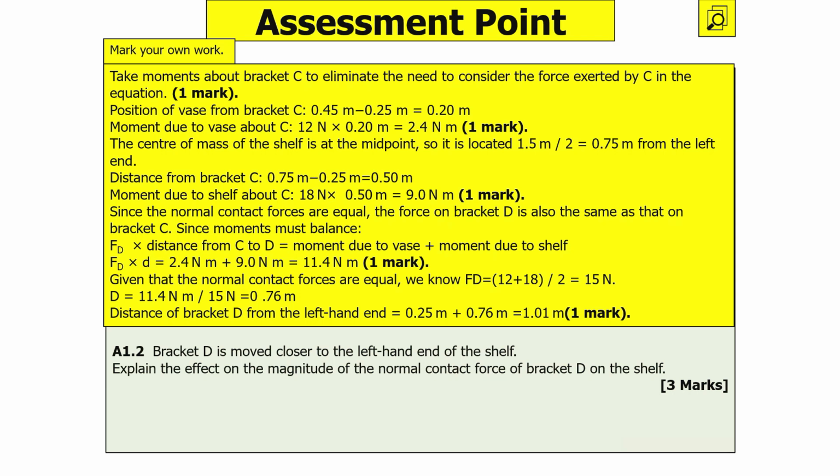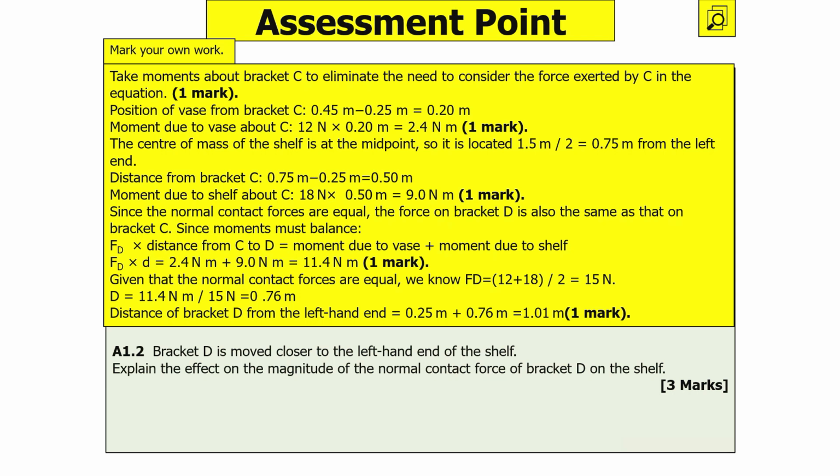Now, since the normal contact forces are equal, the force on bracket D is also the same as that on bracket C. So we know that the moments must balance. So FD times the distance from C to D is equal to the moment due to the vase plus the moment due to the shelf. So FD times d is 2.4 newton meters plus 9 newton meters, which is 11.4 newton meters. Now, given that our normal contact forces are equal, we know that FD is equal to 12 plus 18 over 2, which is 15 newtons.